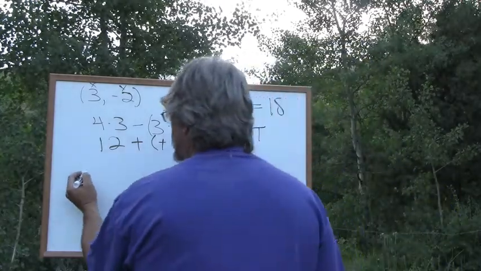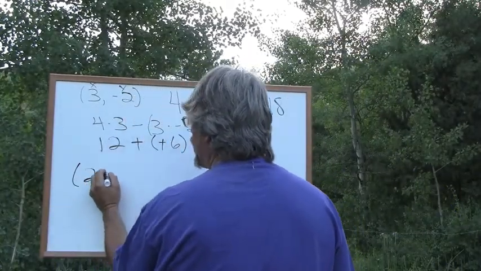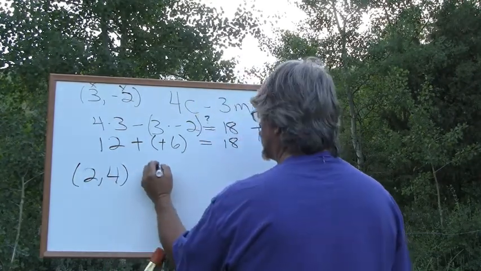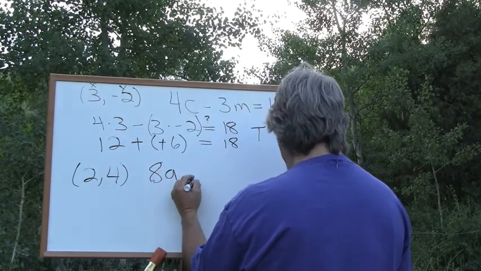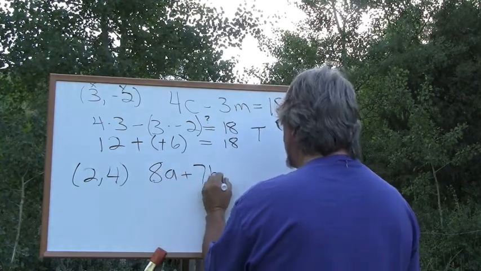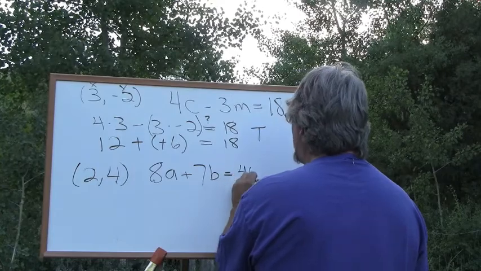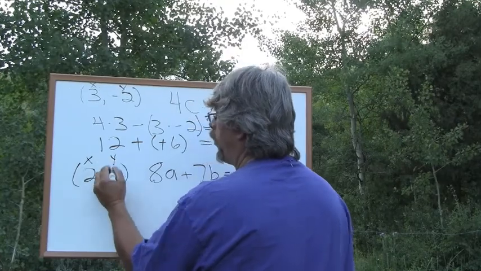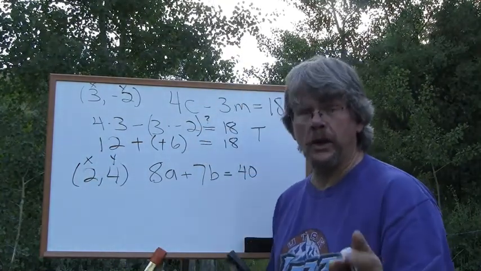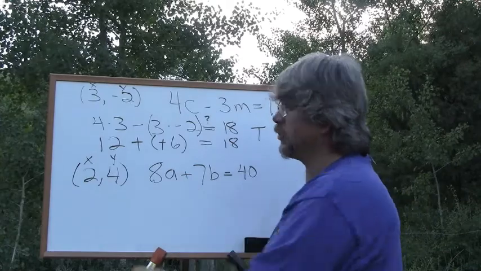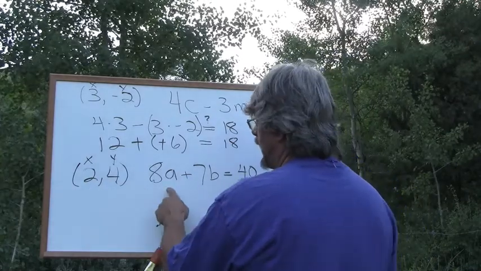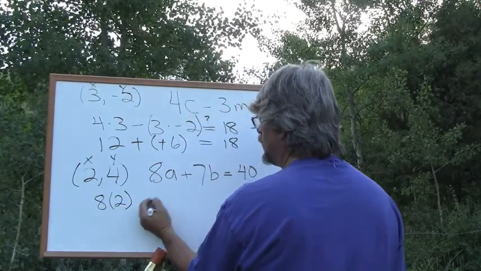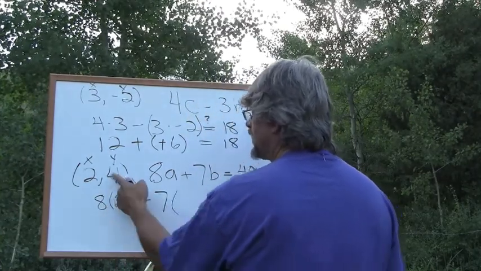So the next question is, given coordinate points 2 and 4, are these a legitimate solution to the equation 8a plus 7b equals 40? We plug and chug. This is the x, this is the y. I'm going to encourage you for the first little while to do this so you keep it straight in your mind. We plug in x at a, so this is 8 times 2 plus 7 times, and we plug in the y coordinate 4.